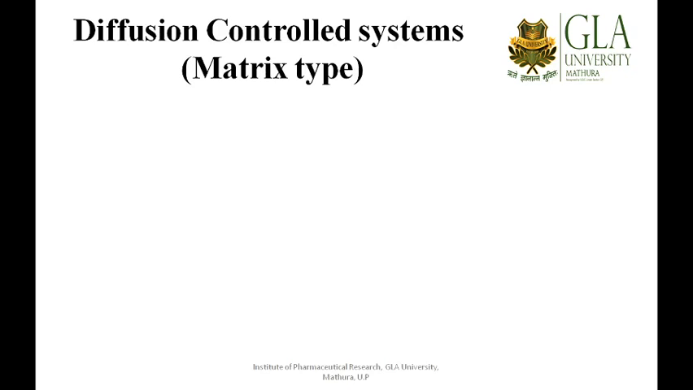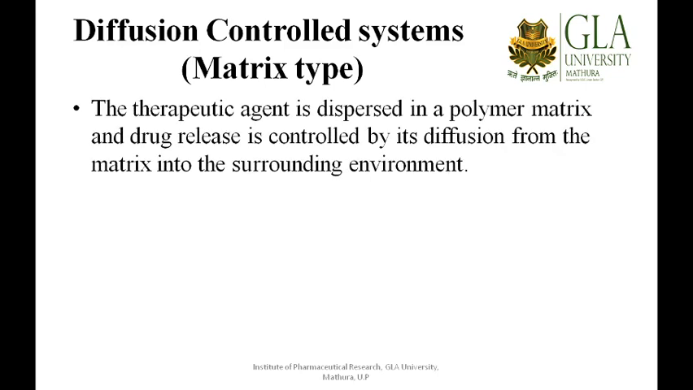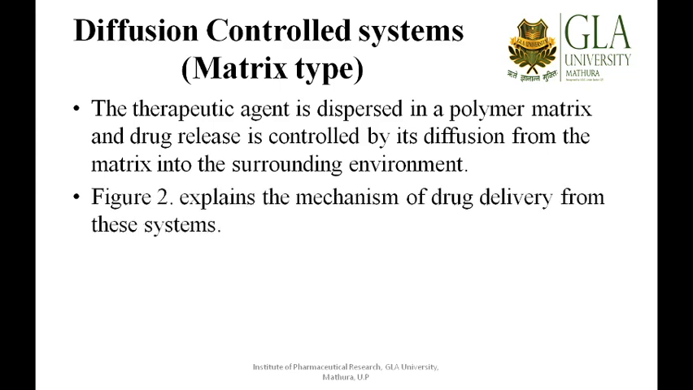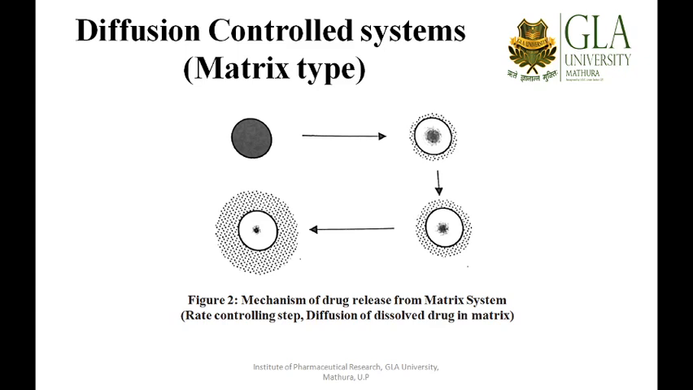So now, as we have discussed up till now the reservoir types, let us discuss what are matrix types. So the therapeutic agent, means the drug, is dispersed in a polymeric matrix, and the drug release is controlled by its diffusion from this matrix into the biological fluids. So now let us see how the system works with the help of a beautiful diagram. So you can see what we have seen over here.